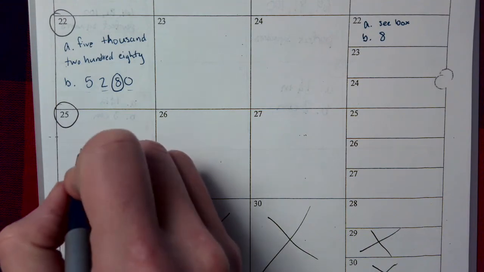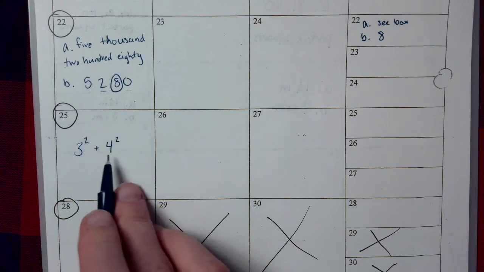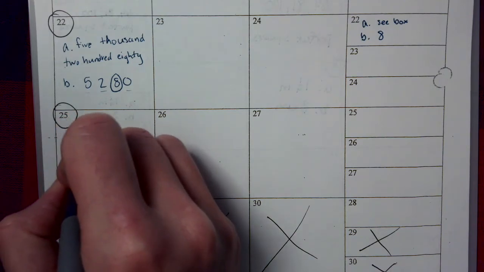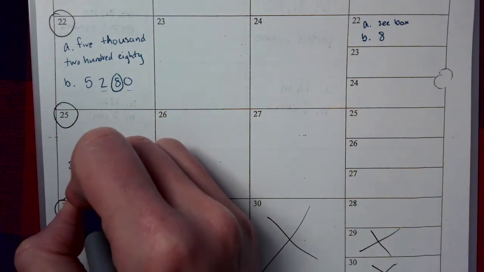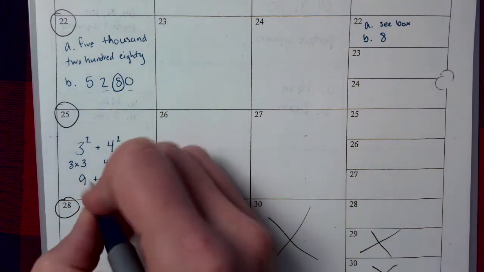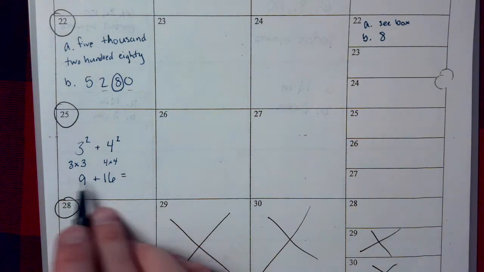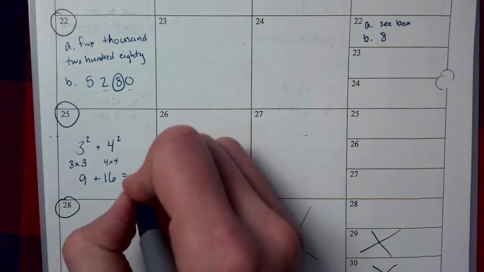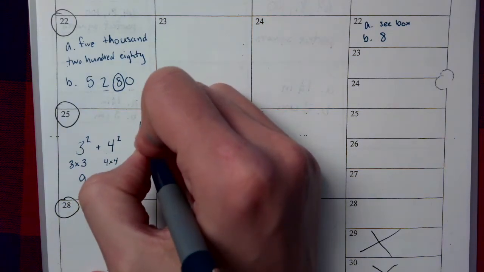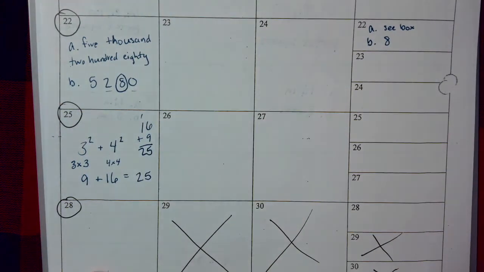It says, what is the sum of 3 squared and 4 squared? So sum means add. 3 squared means 3 times 3. What's 3 times 3? 9. 4 squared means 4 times 4. 4 times 4 is 16. So what's 16 plus 9? Well, 16 plus 10 would be 26. So one less than that, it's going to be 25. If you didn't know that, you can always do it that way too. You'll get the same thing.